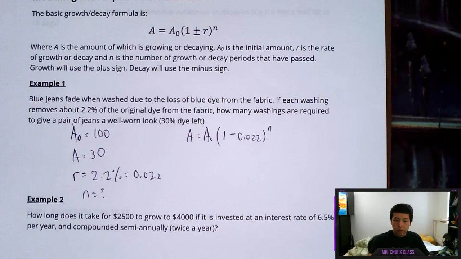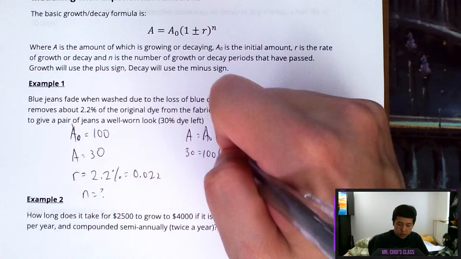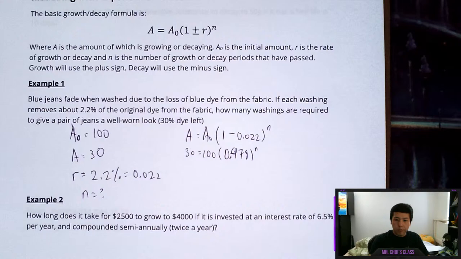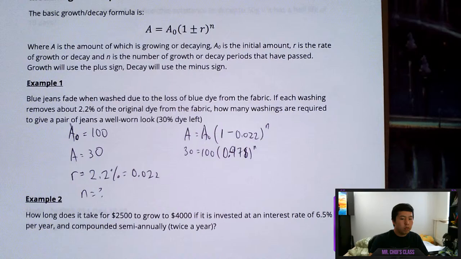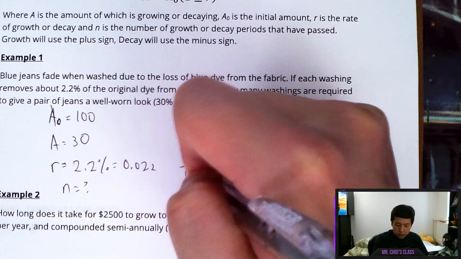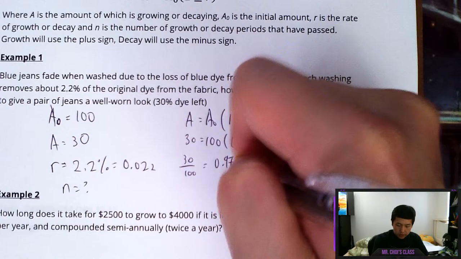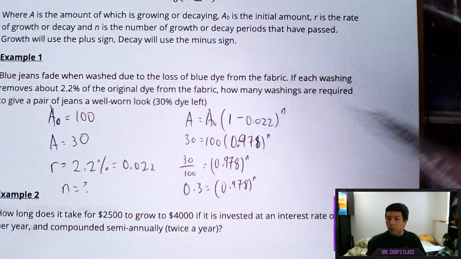Okay, and I'm going to plug in all these numbers now. So 30 is equal to 100 times, let's solve that, 1 minus 0.022 is 0.978 to the power of n. Once we have that down, I'm going to zoom in a little more so you can see. We're going to divide by 100. We're going to get 30 over 100 is equal to 0.978 to the power of n. Now from here, oh no, we can't solve for the exponent.